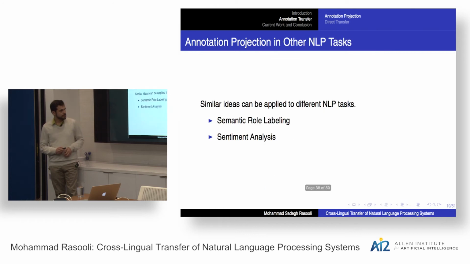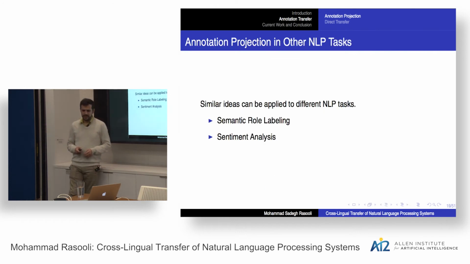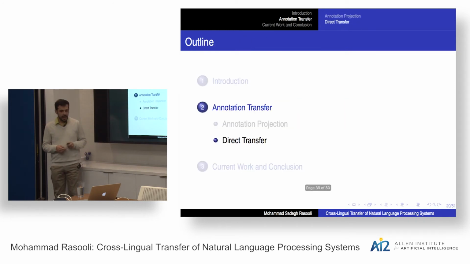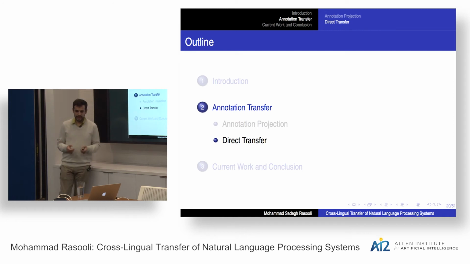So I also did work on semantic role labeling with annotation projection and sentiment analysis, but since I thought it might be a distraction, I didn't really include that in the talk, but feel free to ask questions offline. Now I'm going to talk about models about direct transfer.